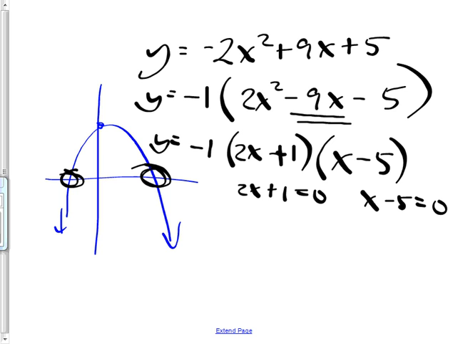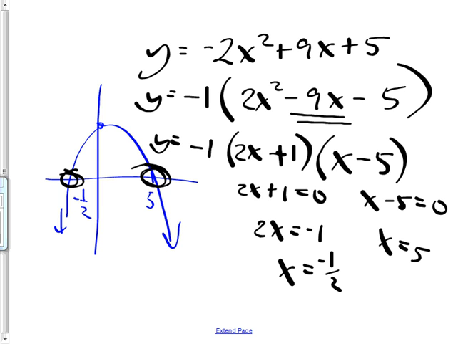I've had this on the top 20 sheet over and over again. We've been practicing these. You should be good at them. 2x equals -1, x equals -1/2. And this one over here, x equals 5. There's 2 answers to this kind. So what does that tell me? No, I'm wrong. X equals -1/2. Sorry. This spot here is -1/2. And this spot over here is +5.